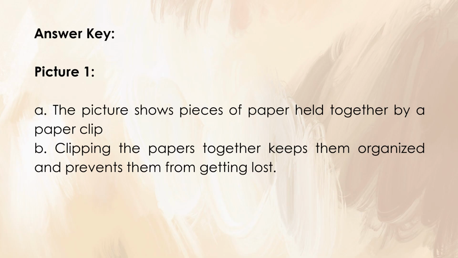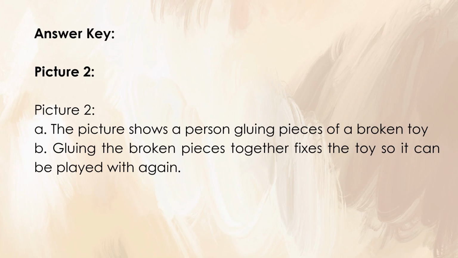Answer key. Picture 1A. The picture shows pieces of paper held together by a paper clip. B. Clipping the paper together keeps them organized and prevents them from getting lost. Picture 2. The picture shows a person gluing pieces of a broken toy. Gluing the broken pieces together fixes the toy so it can be played with again.